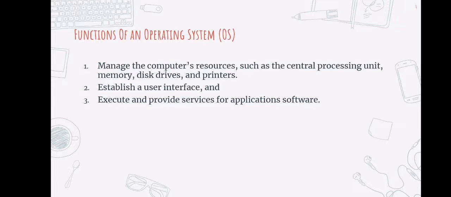Before we proceed with the main topic of this lesson, let us first take a short review about the purpose of an operating system. An operating system has three main functions. First, manage the computer's resources such as the CPU, memory, disk drives, and printers. Second, establish a user interface. And third, execute and provide services for application software.